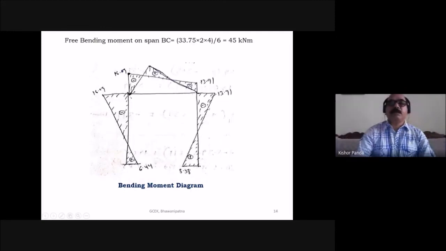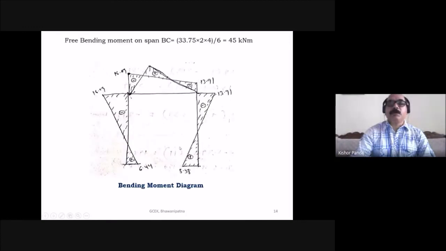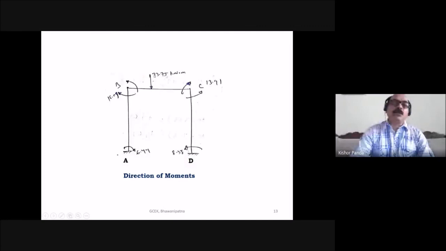Similarly here 13.91 and this side is 8.58, 13.91 and 8.58, and you have to draw this line. This is the negative portion, this is the positive portion. Then you know this is the load you are having on the span BC. So what is the free bending moment diagram? Because here there is a load. So what is the free BMD?